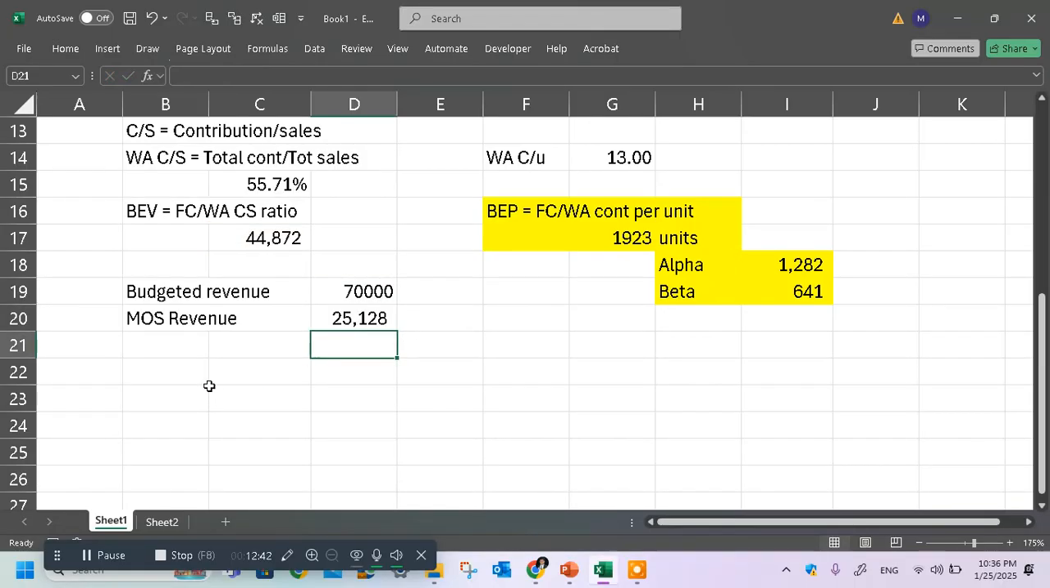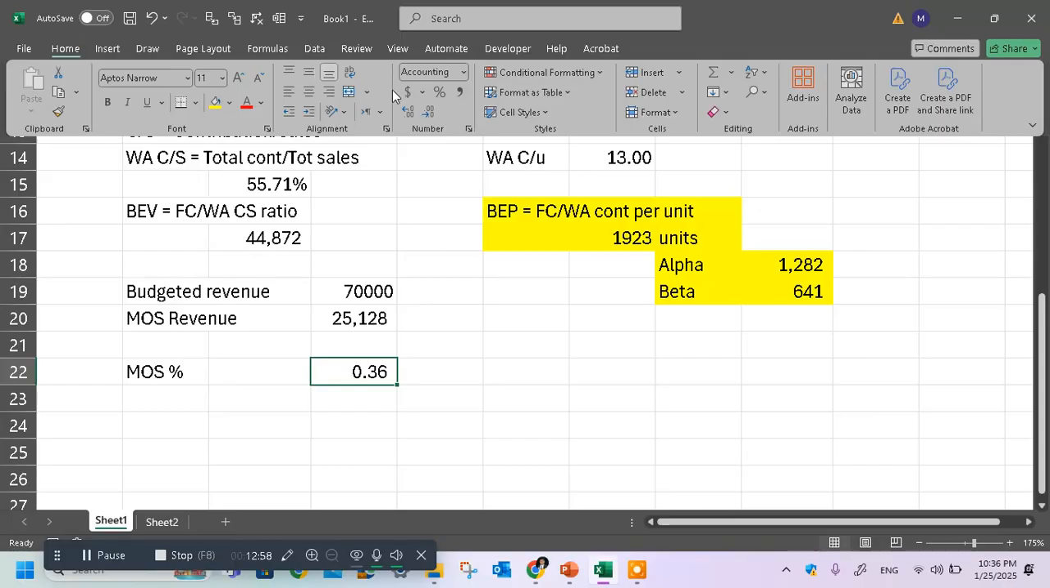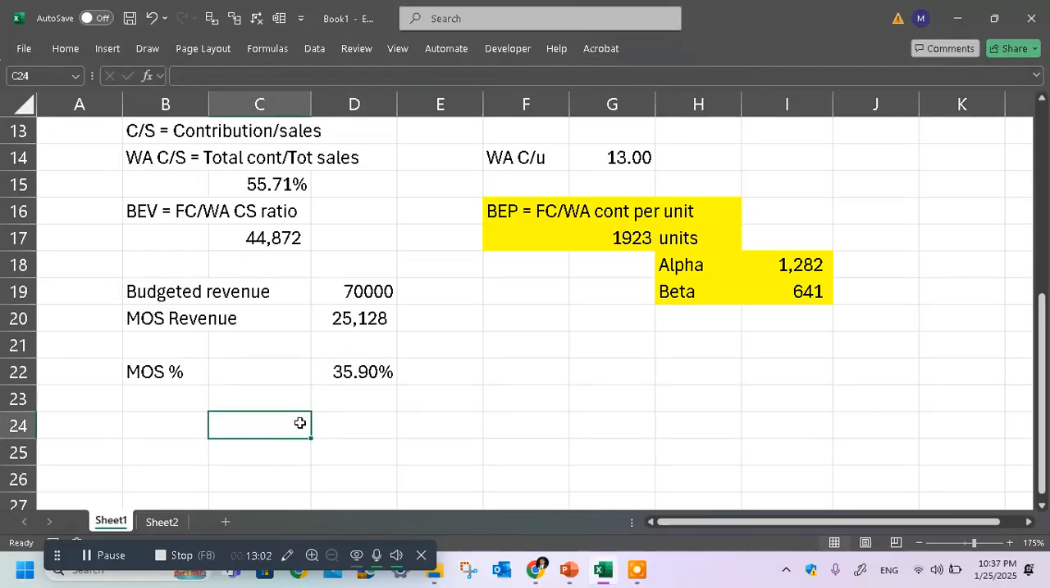Margin of safety percentage, how do you get? You should have revised a single product. How do we get it? Margin of safety revenue divided by budgeted revenue. That's 36%. That's margin of safety percentage.